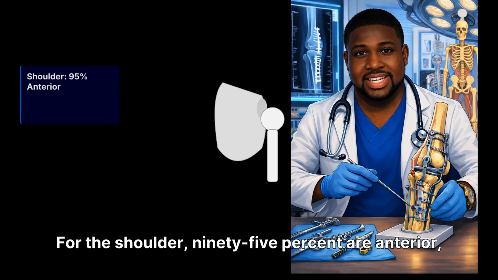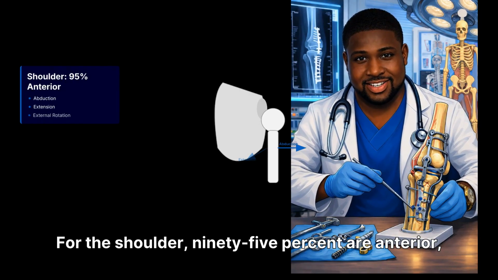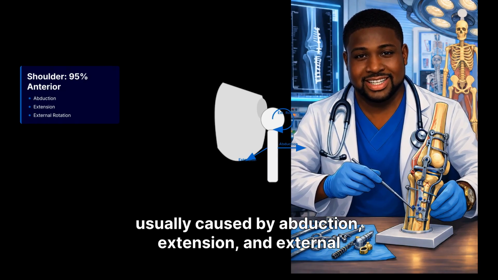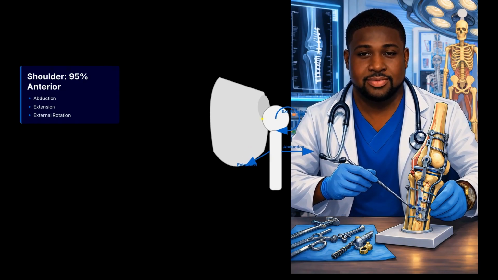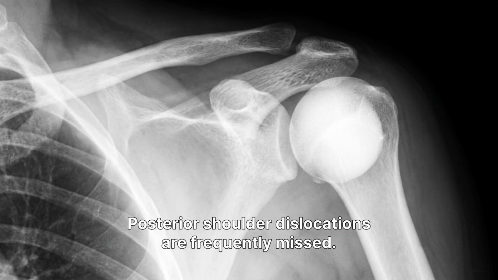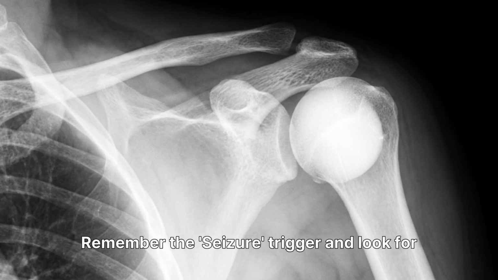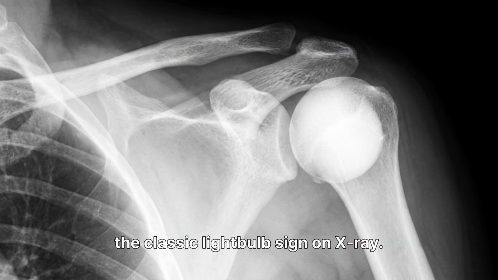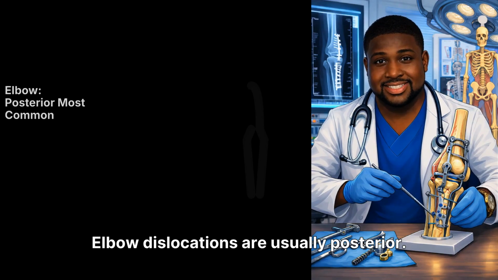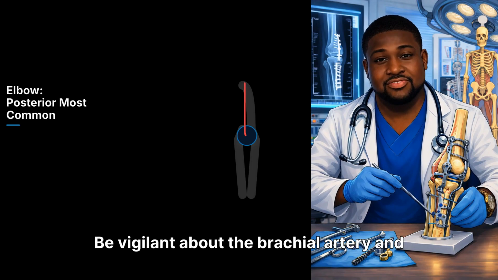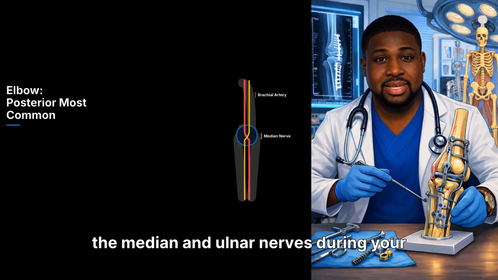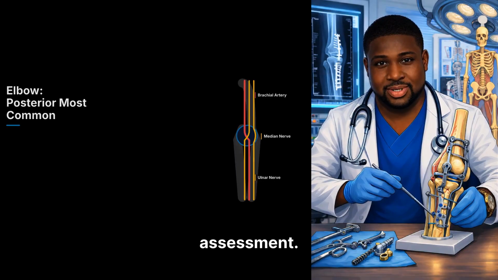For the shoulder, 95% are anterior, usually caused by abduction, extension, and external rotation. Check the axillary nerve. Posterior shoulder dislocations are frequently missed. Remember the seizure trigger and look for the classic light bulb sign on X-ray. Elbow dislocations are usually posterior. Be vigilant about the brachial artery and the median and ulnar nerves during your assessment.